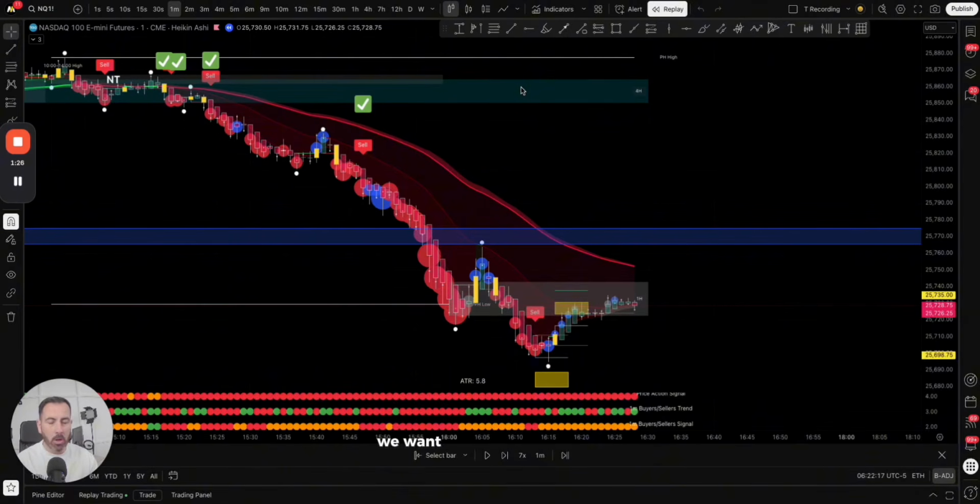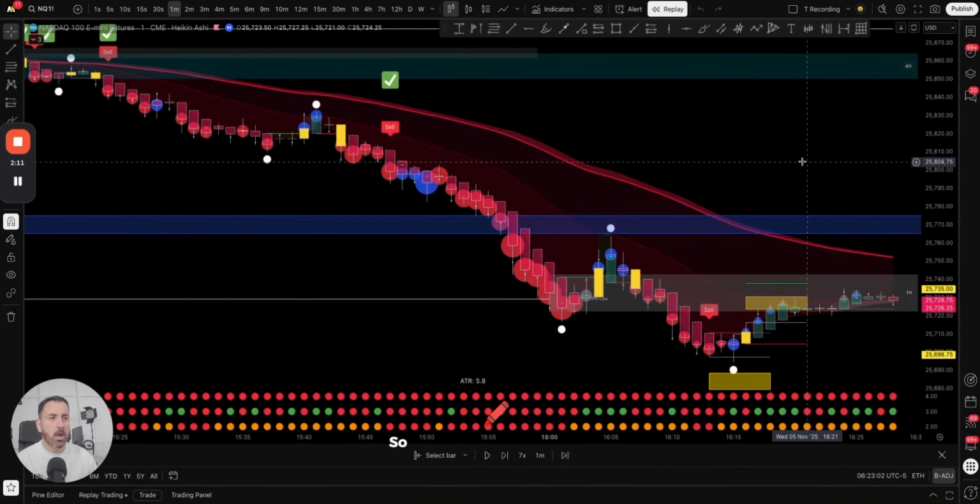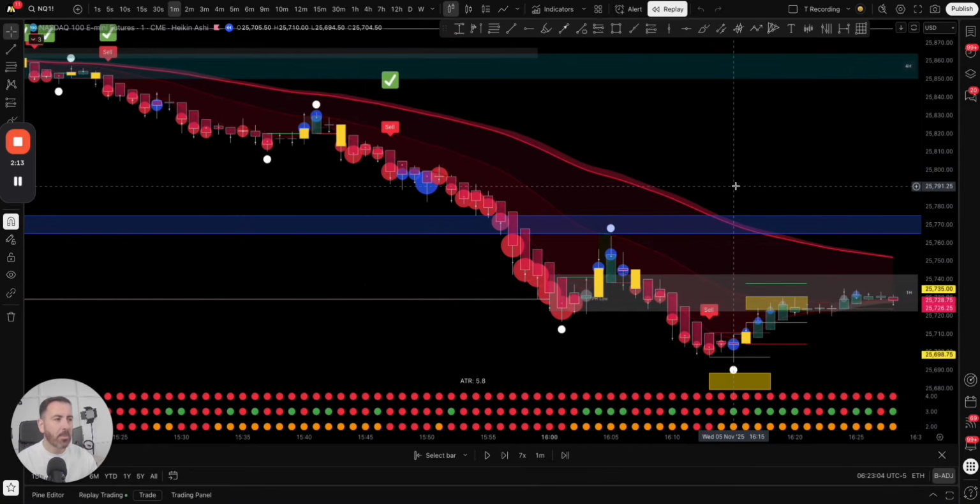Fourthly, we want our 1 hour alpha zone to be in line. So we're only taking bullish trades above the 1 hour alpha zone, and we're only taking bearish trades below the 1 hour alpha zone. And finally, last but not least, we want our trend traffic lights to be in line. For a sell signal, we're looking for 3 red traffic lights, and for a buy signal, we're looking for 3 green traffic lights.